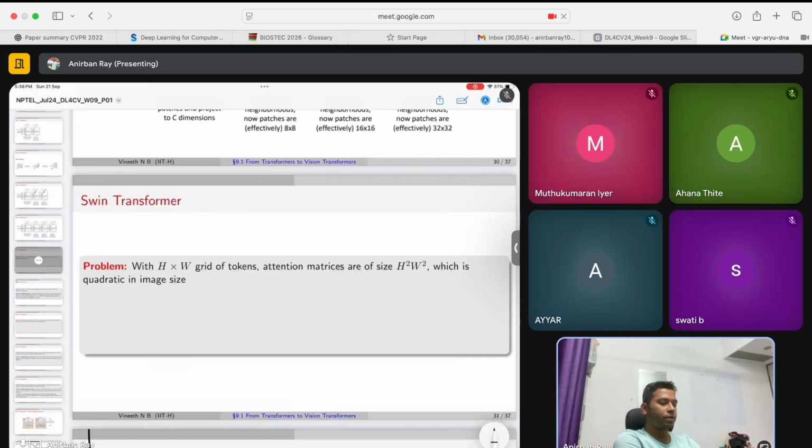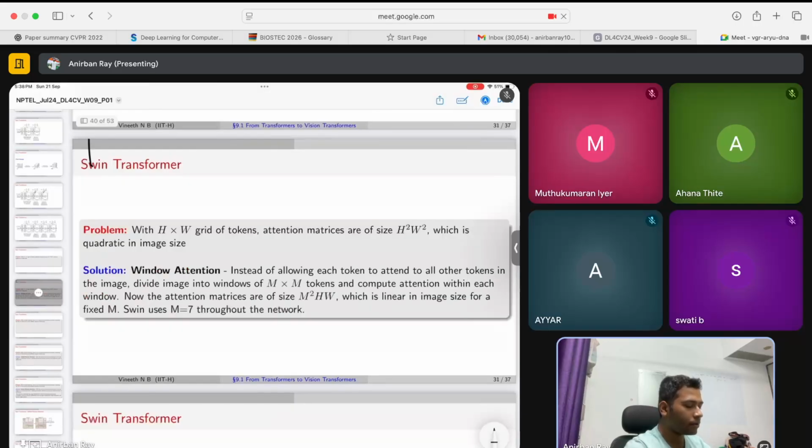So with an H cross W grid of tokens, attention matrices are of size H to the power 2, W to the power 2, which is quadratic in image size. Okay, so this is the problem we have. The solution that we propose is window attention. Instead of allowing each token to attend to all other tokens in the image, divide the image into windows of M cross M tokens. So we divide into smaller patches.